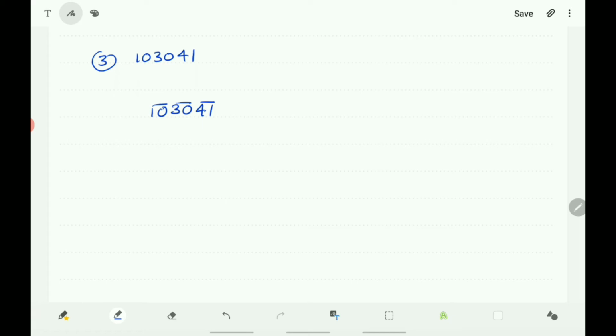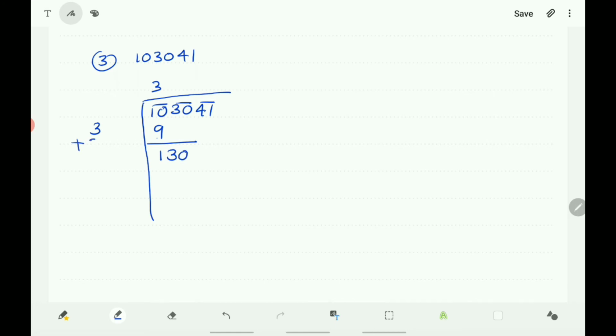So here 10 it is. So 10 is one group, 30 is one group, 41 is one group. Now you consider the first, that is 10. The nearest perfect square here, you know, is 9. That is 3 3s are 9. 10 minus 9 is 1. Take the next group below, that becomes 130.